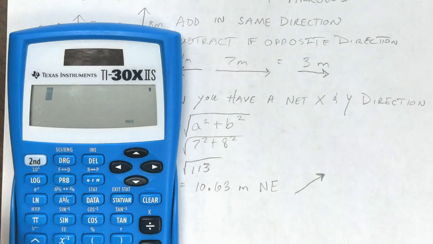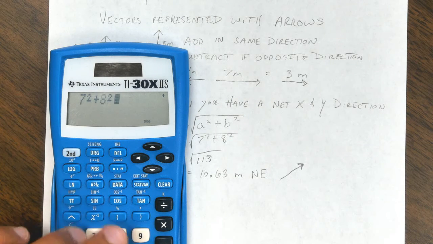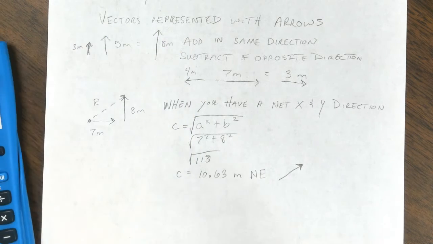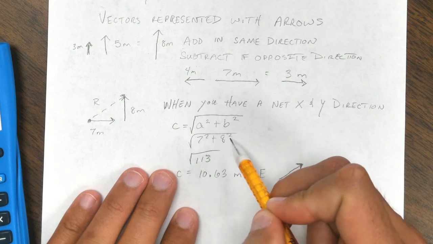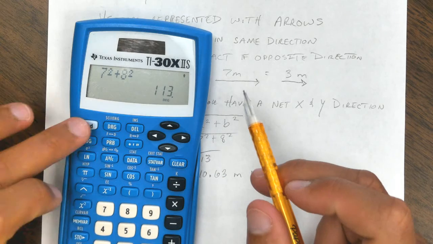Let me zoom out and just show it real quick. So 7 squared plus 8 squared, 113. Some people have left that as an answer. That's not the answer. If you look at the equation, you have to square root what's under there. We just did what was under there. We didn't square root it. So now we have to square root that 113.